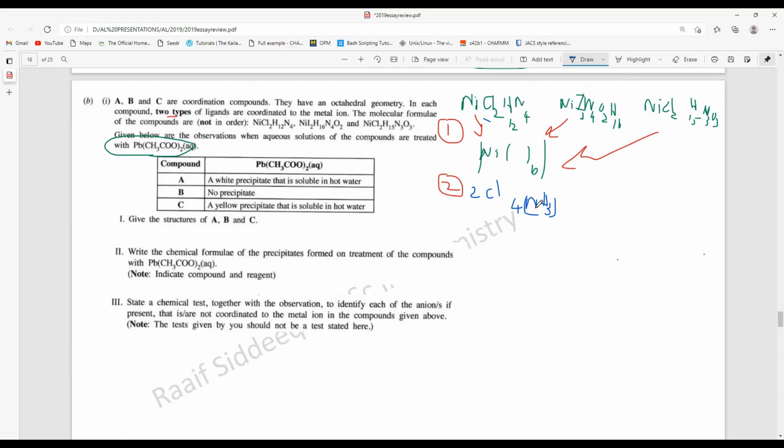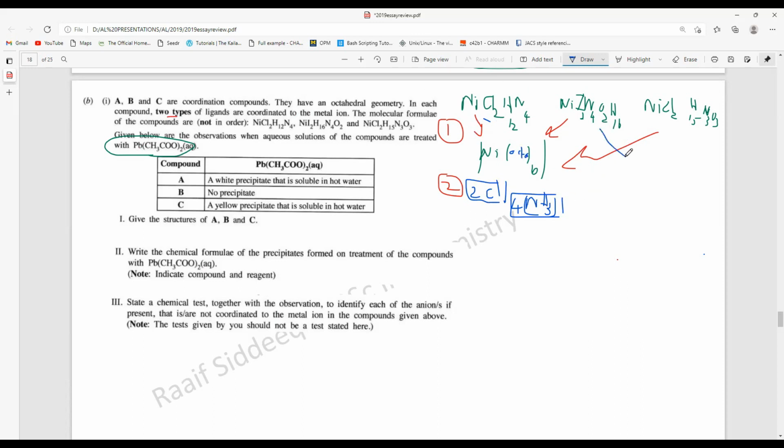So 4 nitrogen, 4 into 3, 12 hydrogen. Yes, this could be, because then I have 4 ligands plus 2 ligands to make this octahedral geometry. This is octahedral geometry. Right? So this is one.